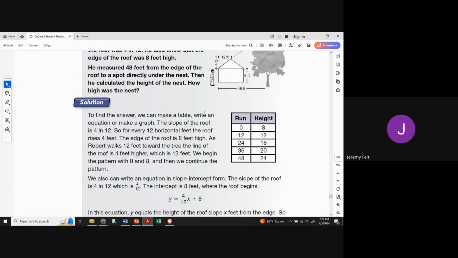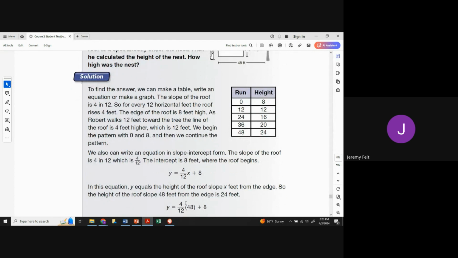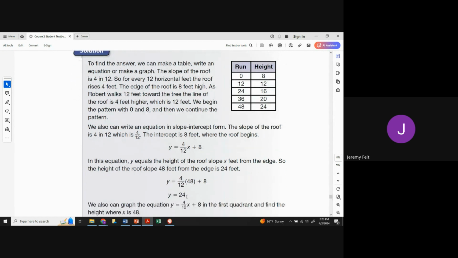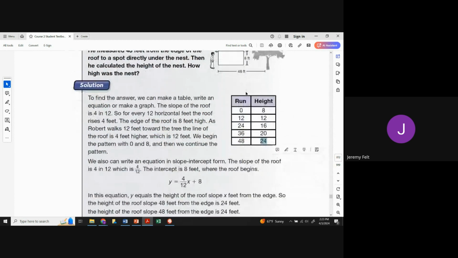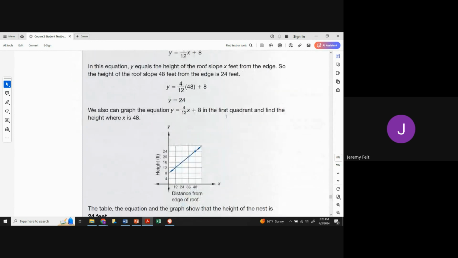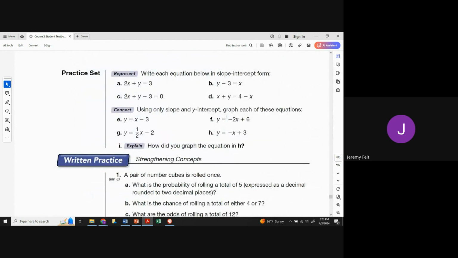We plug in 48 feet. That's our x value, our horizontal value, and what's going to be our y value, our vertical value. We plug it in. 1/3 of 48 is 16, plus 8 is 24. So that is the height, if, again, the ground is even, the tree is straight up and down, and this is linear with it. Right, we'll go over that practice set together.